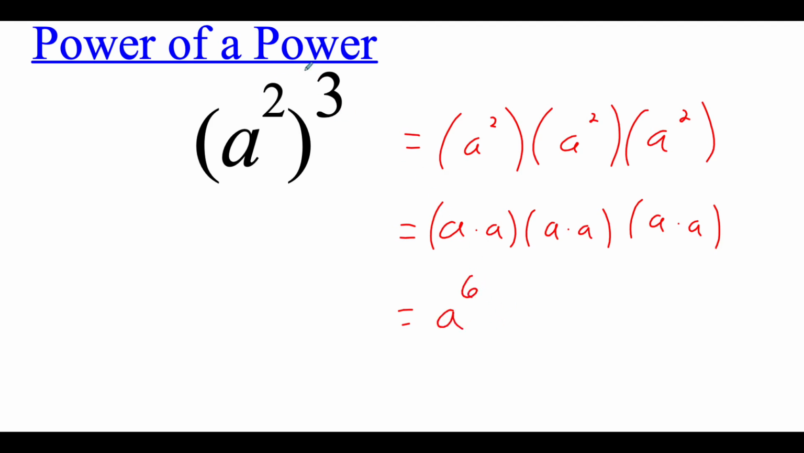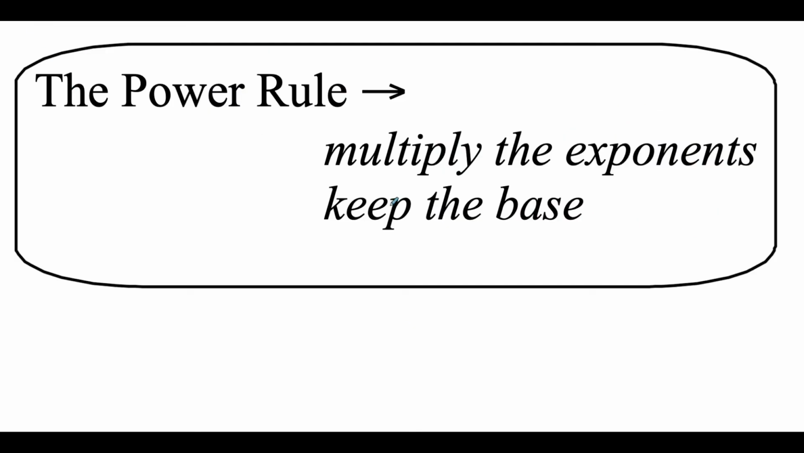So if we're looking at what's happening with these powers, with that 2 power being raised to another power of 3, what's actually happening in there is we end up multiplying those powers together, and that's how we get the 6th power. So the actual power rule says that you want to keep your base exactly the same as it is, but you want to multiply the exponents together.